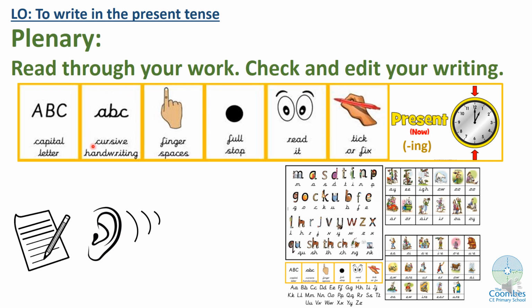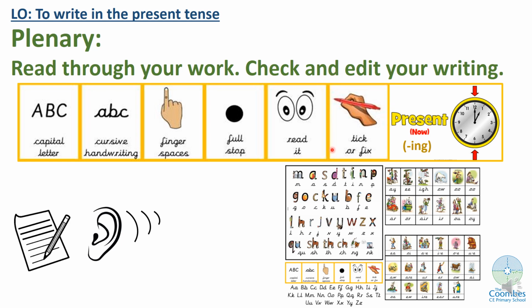Make sure you have used your neatest cursive handwriting. Make sure you have used clear finger spaces between your words. Make sure that you have used the correct punctuation, that you've read it and read it and read it again. It's so important to read your work. If you were doing the planning as a draft, you can tick or fix it on that. So if there was any spellings you need to change, you can change it on your draft before you publish it.